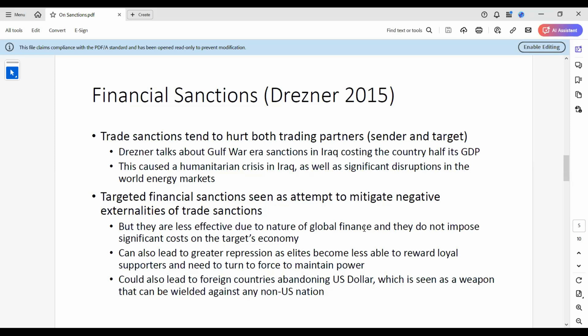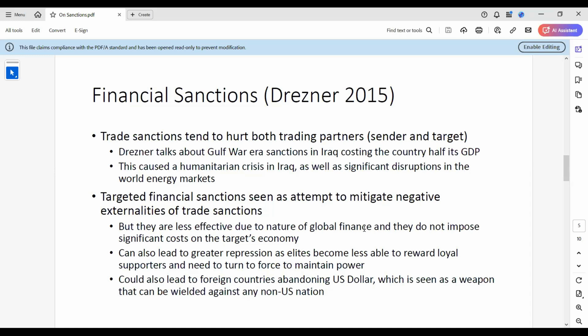However, these financial sanctions, or these economic sanctions, are less effective because of the nature of global finance. Global finance is globalized. If we can't get the kind of credit that we're looking for from American dominated banks, we could just go to European lenders and they'll give us money, or we could go to Chinese lenders and they'll be happy to give us money. And because they don't impose a significant cost on the target's economy, they just impose costs on specific economic actors within the country. They have a very limited effect.